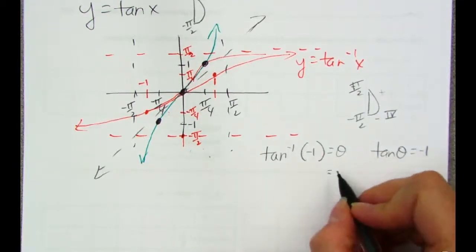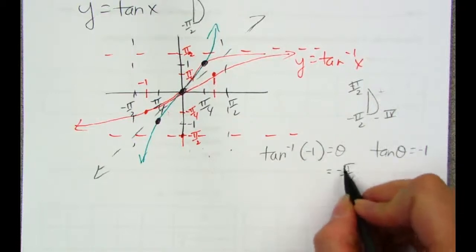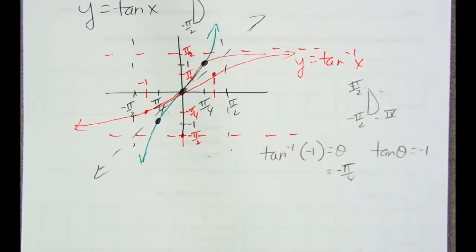Pi over 4. What kind of pi over 4? That's up here in quadrant 1. Negative pi over 4. That's my theta.